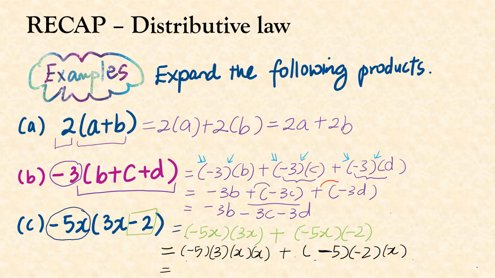Negative 5 times 3 will give you negative 15, and x multiplied by x will give you x squared. So you will end up with negative 15x squared. Negative 5 times negative 2 will give you 10, and 10 times x will give you 10x. And of course, this is a positive here.